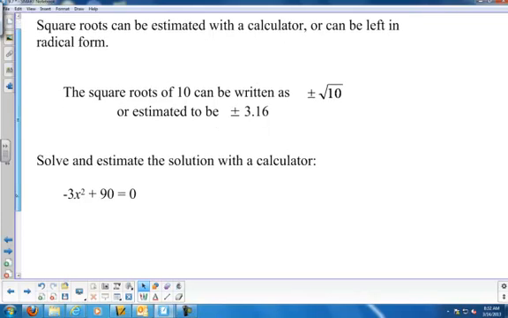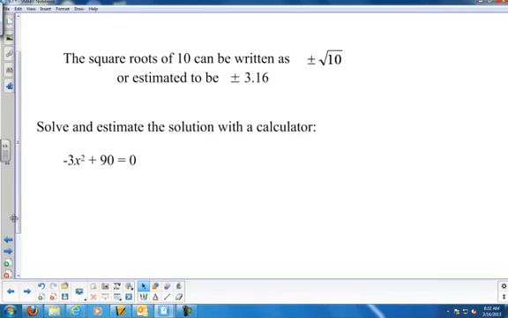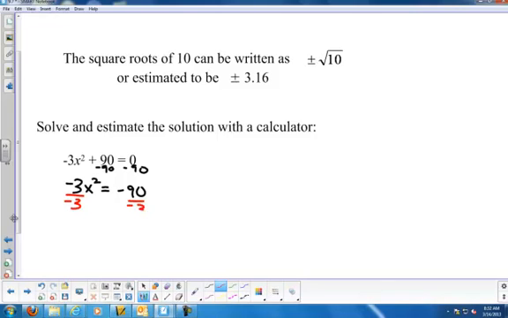All right, since these aren't going to be perfect square roots, we'll estimate them with a calculator. If you can take the square root, though, you should do that. So we will subtract 90 from both sides. You might be thinking this is no solution, but you need to realize when you divide by negative 3, you get a positive.